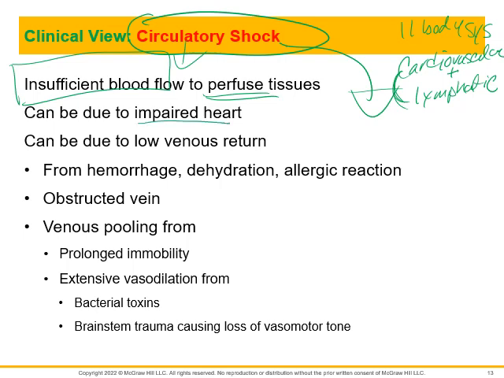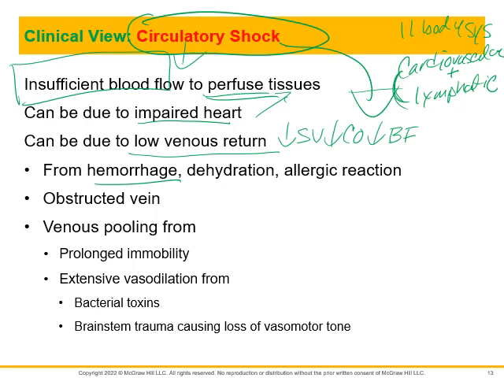This can be due to some sort of heart impairment. If your heart's not pumping effectively, you're not going to have blood under high enough pressure. It's not going to perfuse all of the tissues. You're not going to get oxygen. Those tissues are going to die. If you have any kind of swelling or fluid buildup, that is going to cause low venous return. So again, if you have low venous return, you're going to have low stroke volume, low cardiac output, and low blood flow, right?